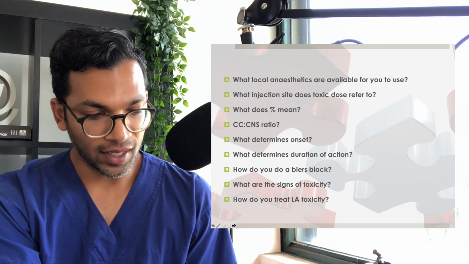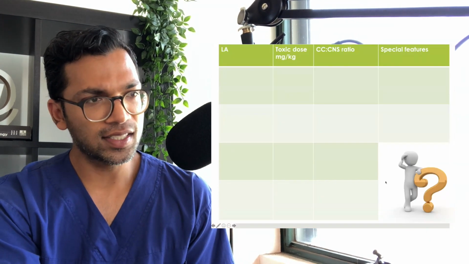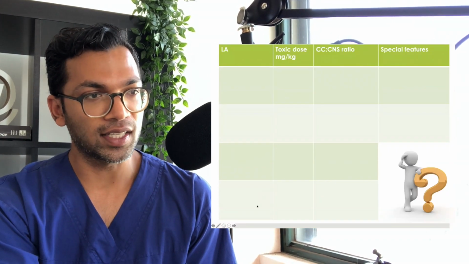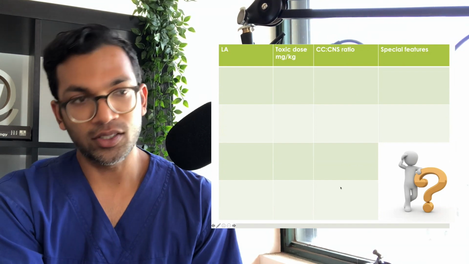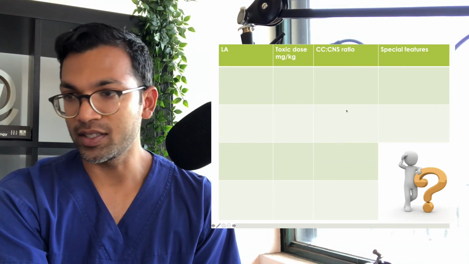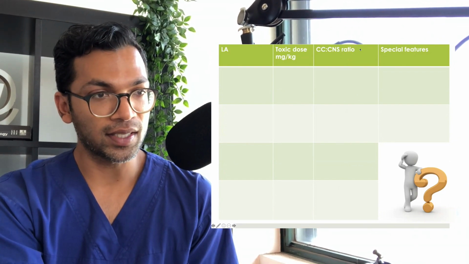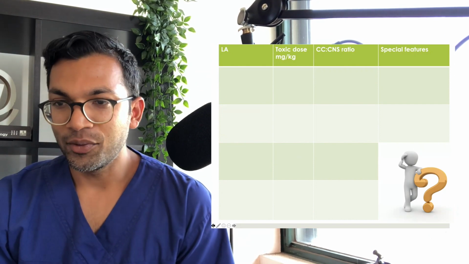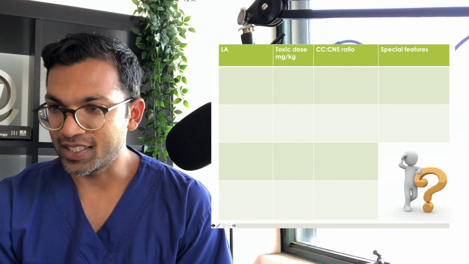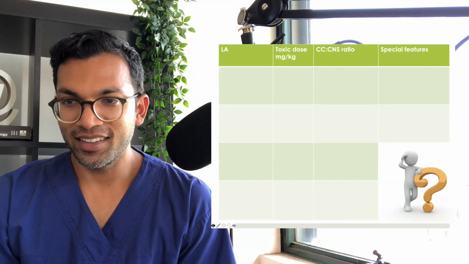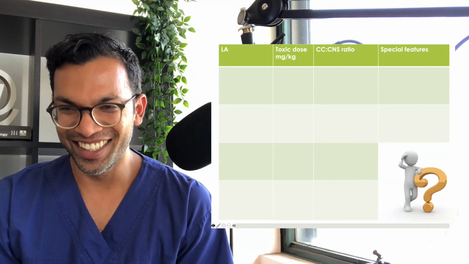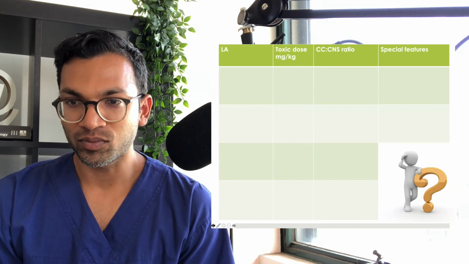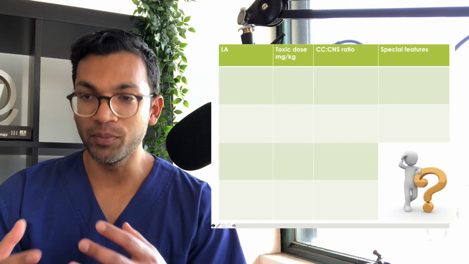So let's start. This is the stuff we're going to go through. What local anesthetics are there? The toxic dose, some special features, and what the CC to CNS ratio is. We'll fill this table, which will be super relevant to you. I want you now to tell me what local anesthetics are available to you. I know about lignocaine because... Fantastic. No, that's the one that you most commonly will use.